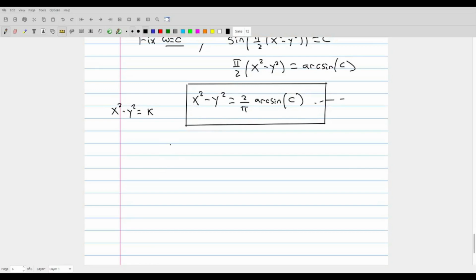So curves of this form are hyperbolas, like we talked about before. And so what that means is that the level curves of this function are exactly going to be hyperbolas, for various values of c.